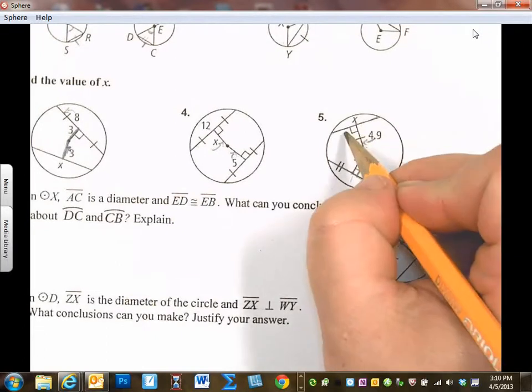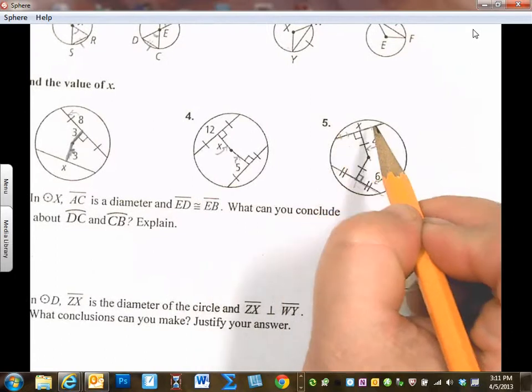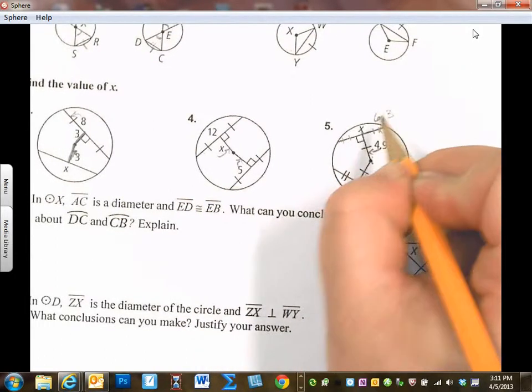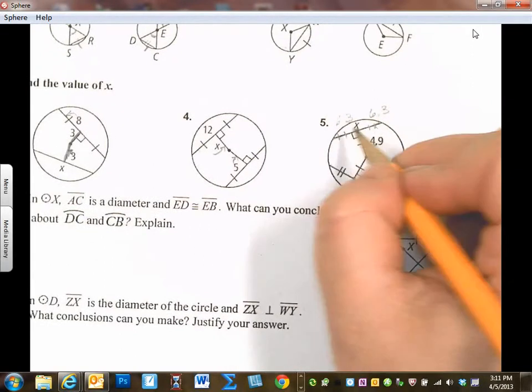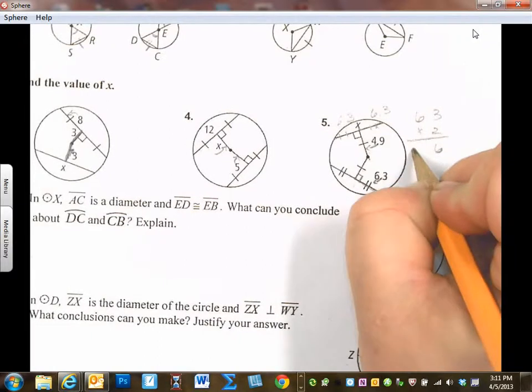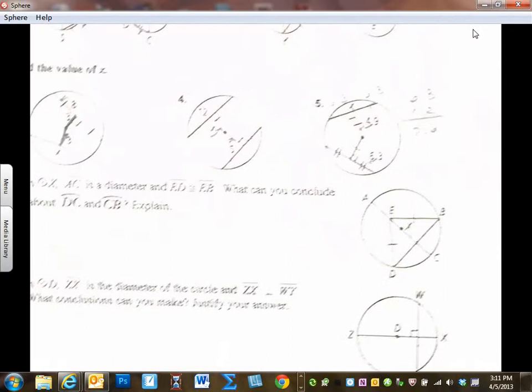So now here we go. I know that this is going to be congruent to this. So, oh wait, these are equidistant. So if this is 6.3, this is 6.3, and what's the length of this whole thing? 6.3 times 2, which is 12.6. Okay? And you're going to do the same kinds of things over here on 3 and 4.